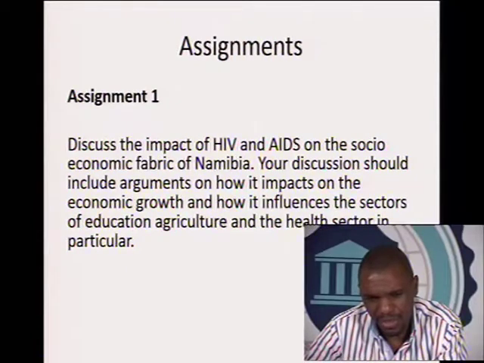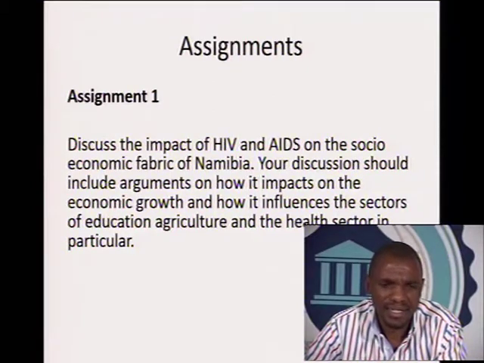Basically, this module is a year module and you are required to do 8 assignments, 4 during the first semester and the other 4 in the second semester. So first of all, let's look at assignment 1. Discuss the impact of HIV and AIDS on the socio-economic fabric of Namibia. Your discussion should include arguments on how it impacts economic growth and how it influences the sectors of education and agriculture and the health sector in particular.